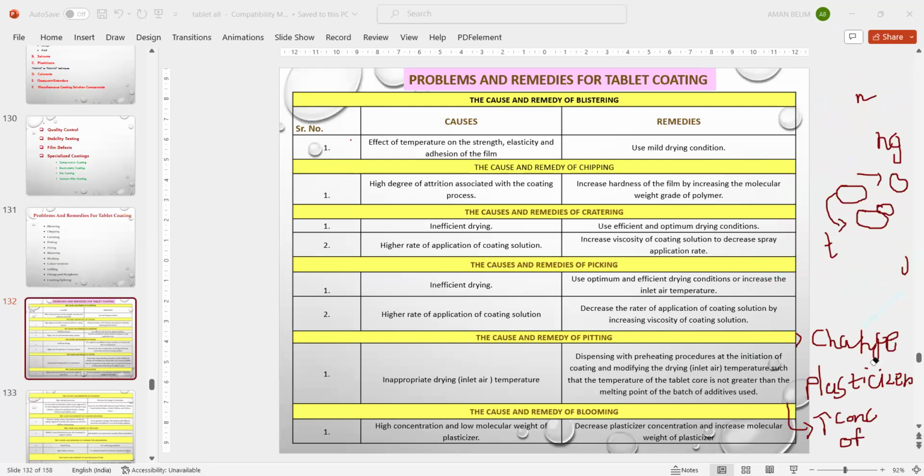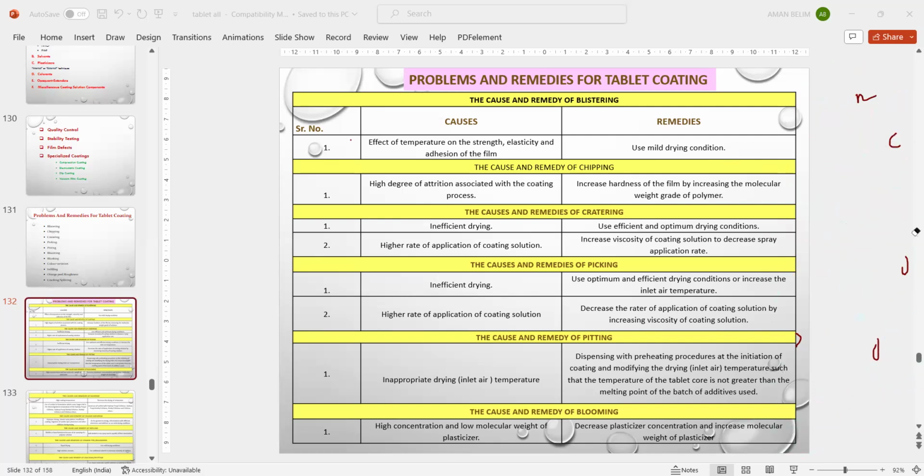Then there is one more problem that is called blooming and dulling, blooming or a dull surface. This will be observed in case of cellulosic polymers. What is blooming? Simply, the surface of the tablet becomes bloomed, hazy, or dull. That is blooming, or dull surface, or hazing.